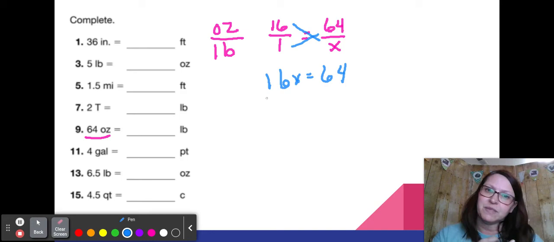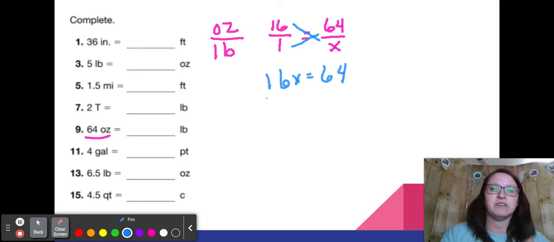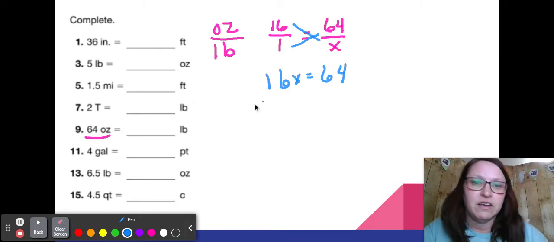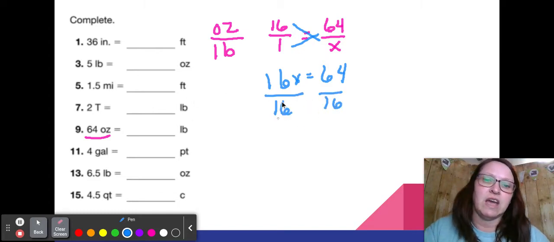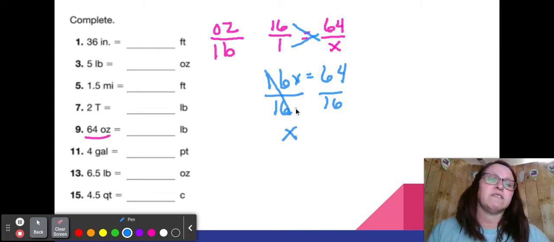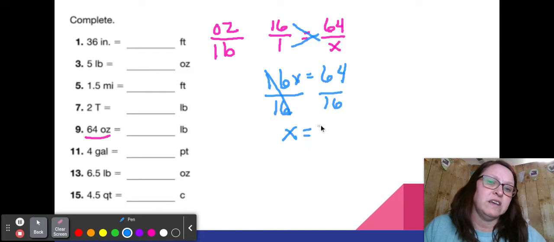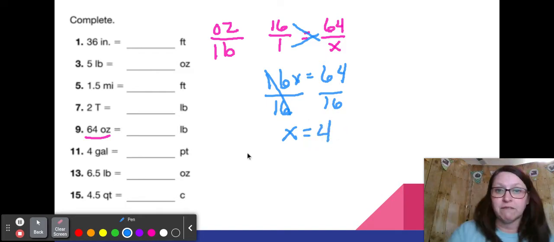What's my variable? It's x. What are they doing to x? They're multiplying 16. How do I do the opposite? I divide by 16. So I need to divide both sides by 16. And so now I've got 16 divided by 16 is 1, so I have x. 64 divided by 16, if I enter it into my calculator, I would get 4.